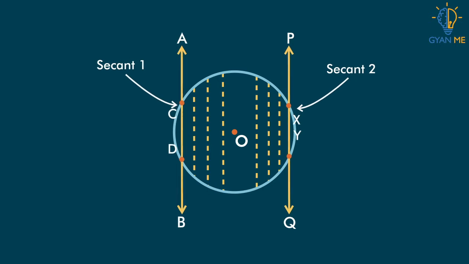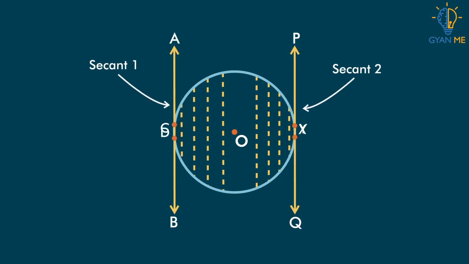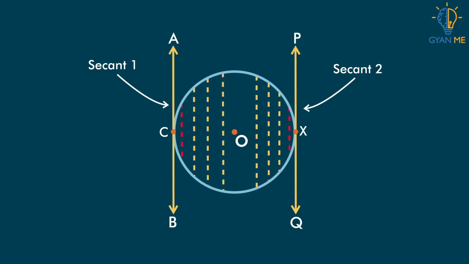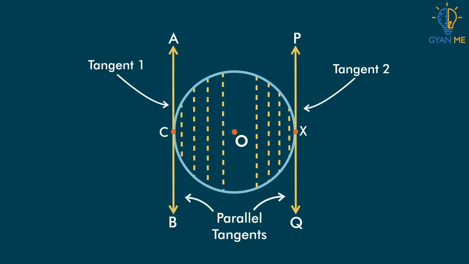What do you see? Yes, we saw that when we move the secant towards outside, the distance between the 2 points on a circle decreases and they coincide at a single point and thus they become tangents to the circle. Now such tangents are called parallel tangents.